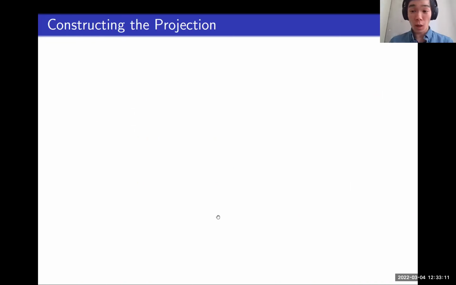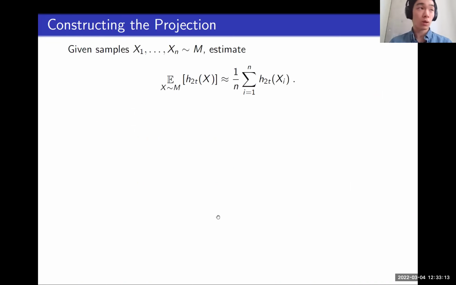So okay, the key thing we want to do is compute the span of mu_i to the t, right? So how will we do this? We're given samples from the mixture.